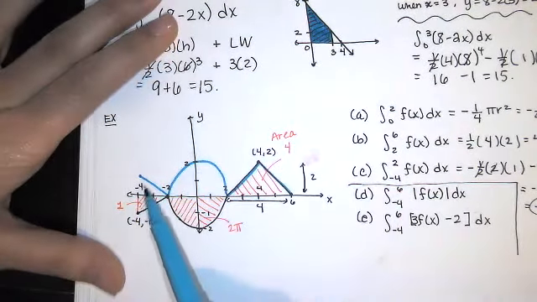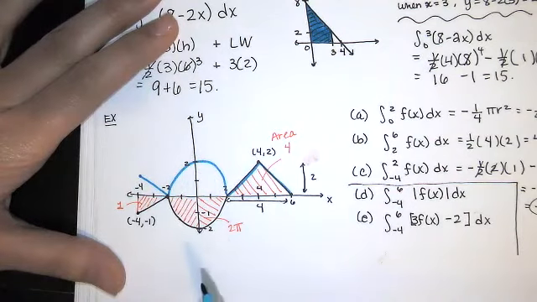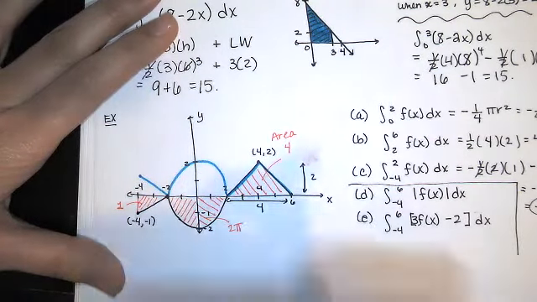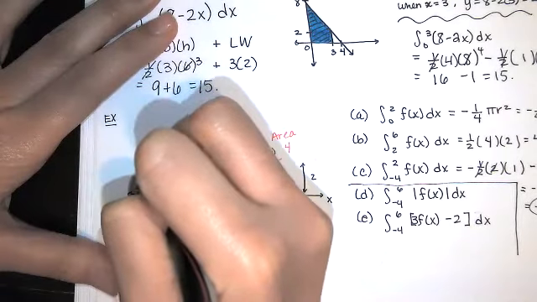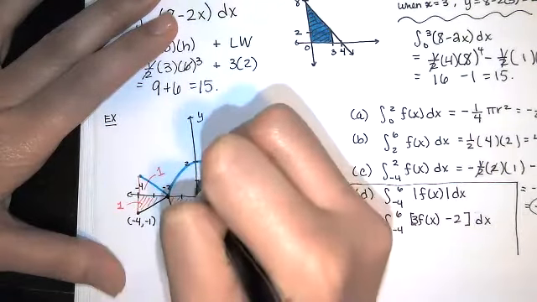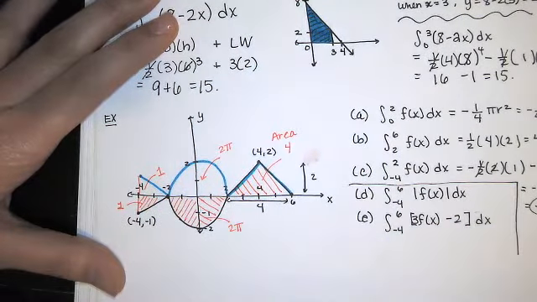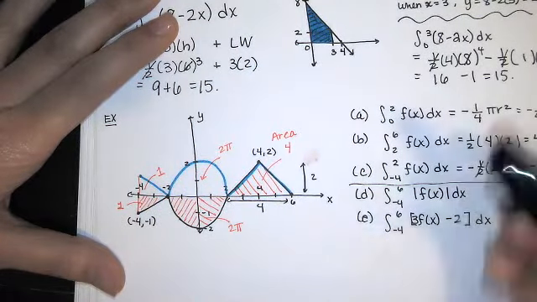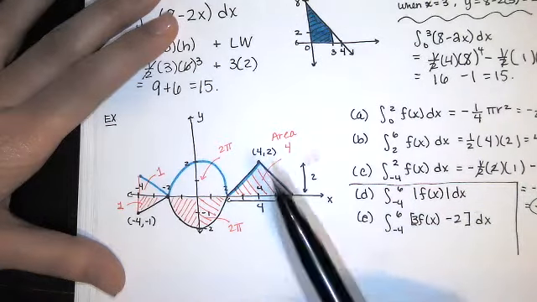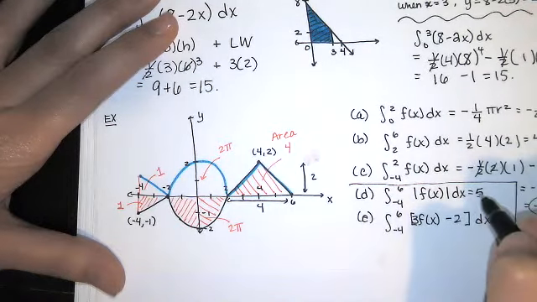So we want this area plus this area plus that area. And we know that this area is 1 because that area is 1. And we know that this area is 2 pi because that area is 2 pi. So the answer for part D is just 1 plus 2 pi plus 4. So it's going to be 5 plus 2 pi.